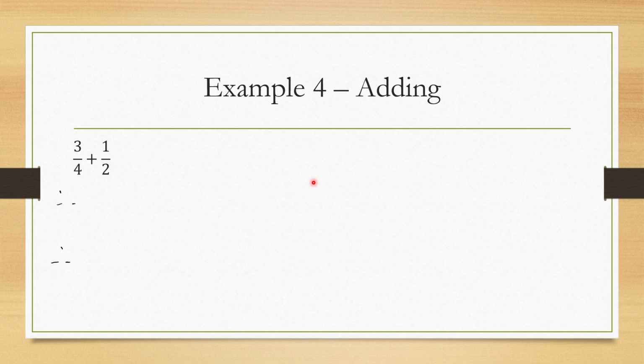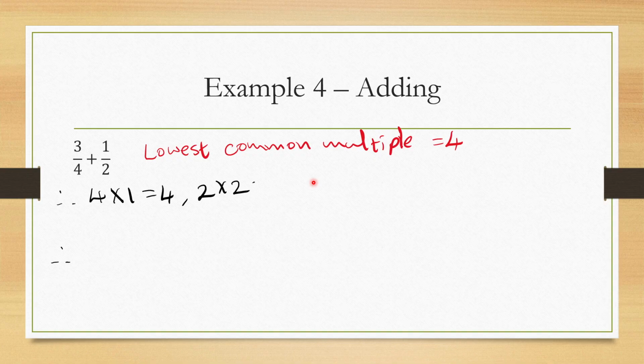So the first thing, like always, you need to make the denominator the same. So the lowest common multiple is 4, because 4 times 1 is 4 and 2 times 2 is 4. Now, whatever you do to the top, you need to do to the bottom. So let's look at it closely. 3 over 4, multiply that by 1 and 1, because 4 times 1 is 4.